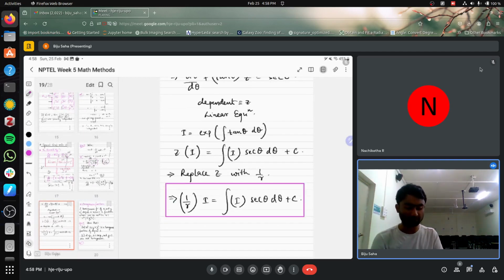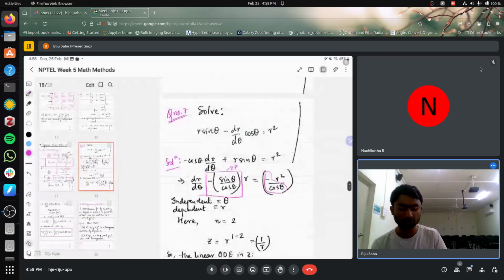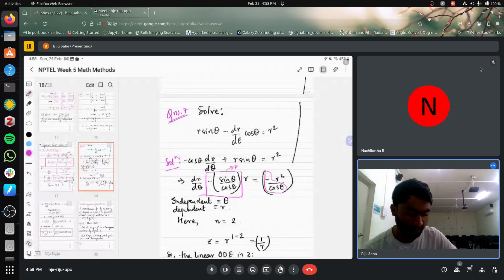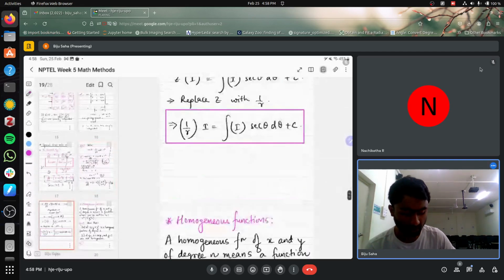So you can complete these integrations later, this is a very simple integration. The main motivation behind doing this problem is to make a change of variable and reduce a non-linear equation into a linear equation and then solve it. So we have achieved that. So I hope that's clear.